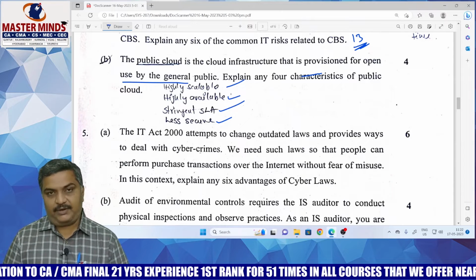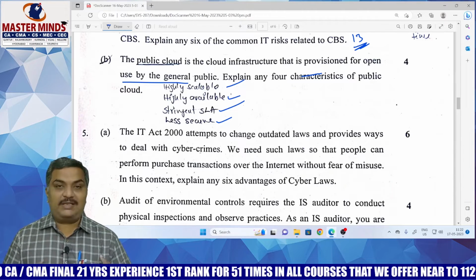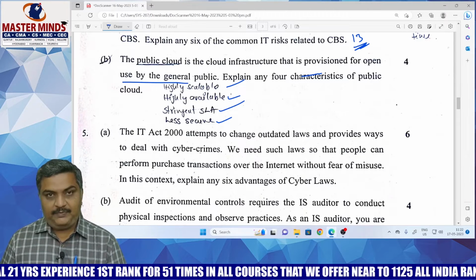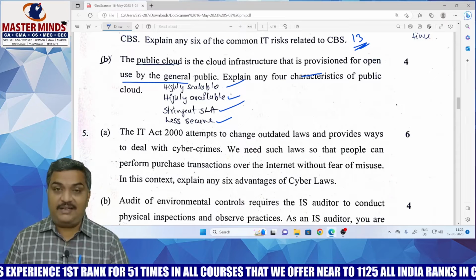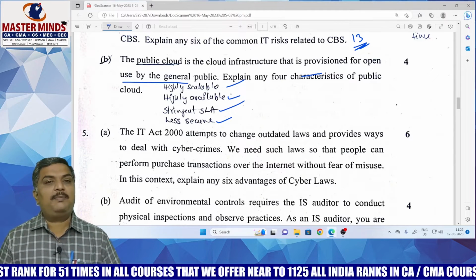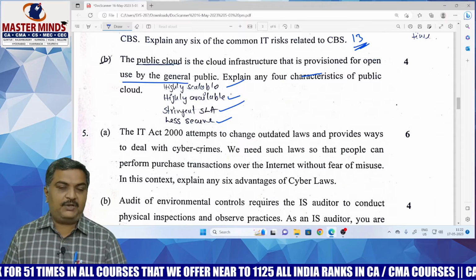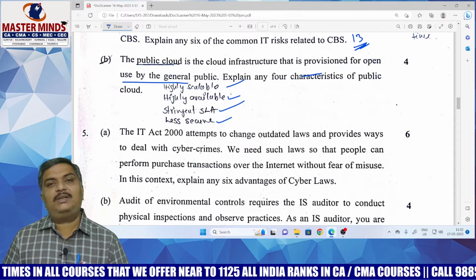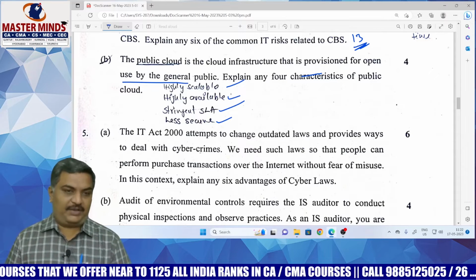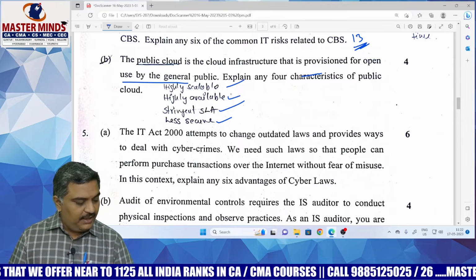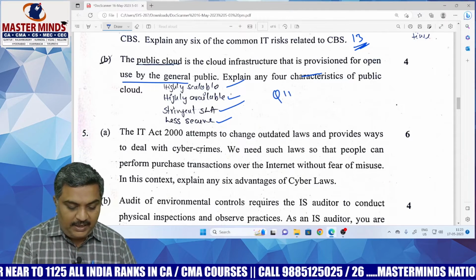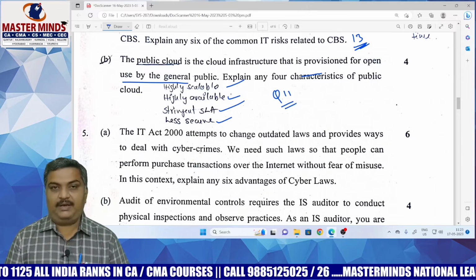This is less secure because everyone will have access to this cloud and your data resides in the servers. There will be a concept of multi-tenancy. What is multi-tenancy? More than one person can use the same server space to store their data. So definitely whenever there is multi-tenancy, the things will be less secure. And this question you can find in our emerging technologies lesson, question number 11 in our masterminds material.